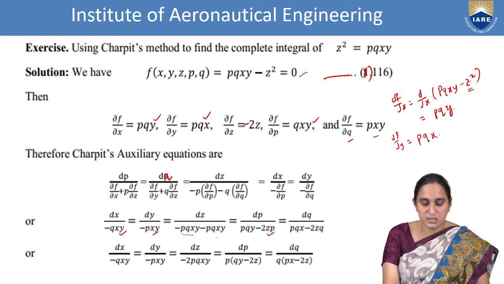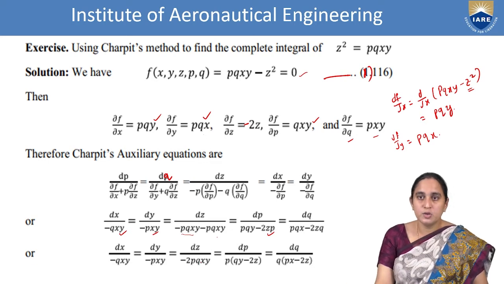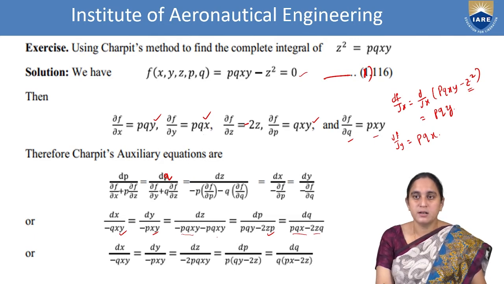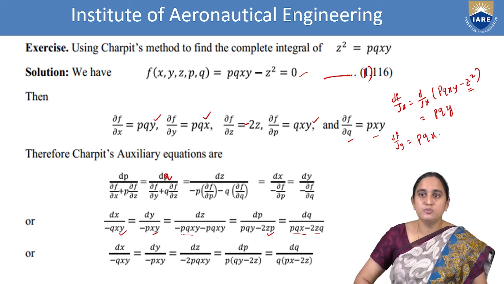Add both the values here, these two are same, that is dz by minus 2pqxy, that is equal to dp by, here what is the common term in both the terms? That is p. I'll take it outside and the remaining is qy minus 2z, that is equal to dq by, here what is common in both the terms? q is common, then q into px minus 2z, dq by q into px minus 2z.